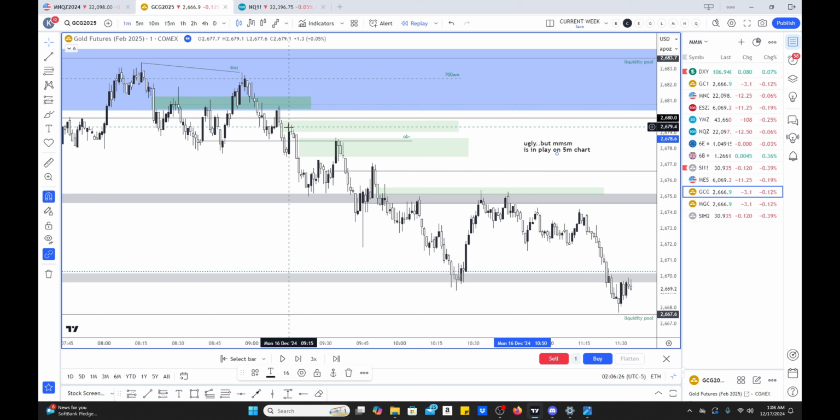Price trades inside. That's a sell right there. Drops lower again, trades higher. Fair value gap right here. Another sell off right there. Again, fair value gap here. Another sell off right there.